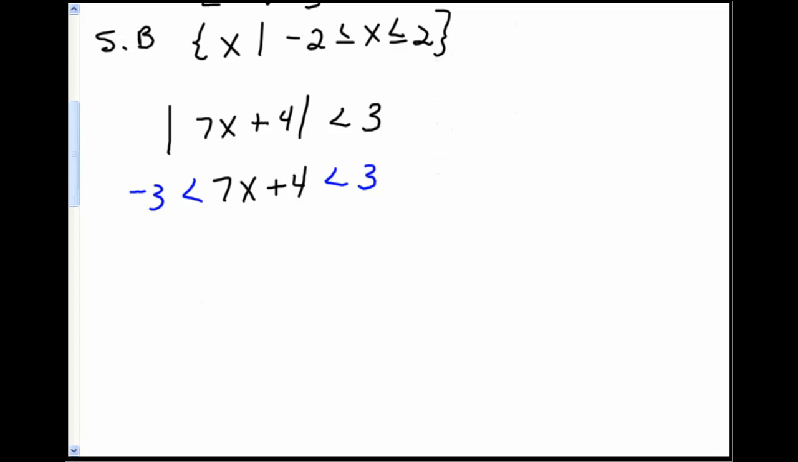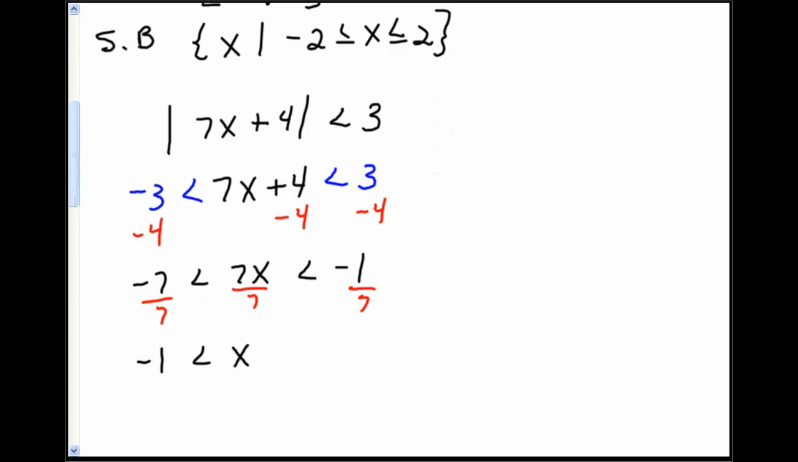We now have a compound inequality. There are 3 parts to it. Solving for x, we will have to subtract 4 from all 3 parts. So we'll have negative 7 is less than 7x is less than negative 1. Then divide by 7, and again we divide each part of the inequality by 7. We end up with negative 1 is less than x is less than negative 1/7.